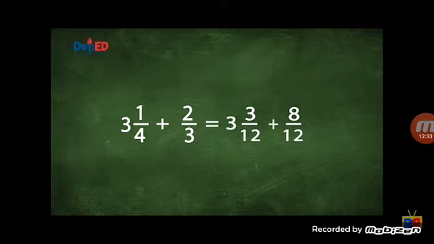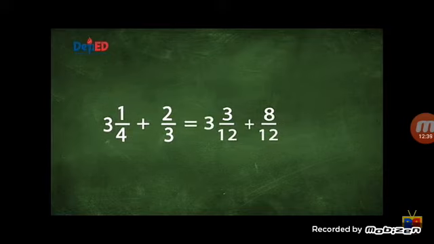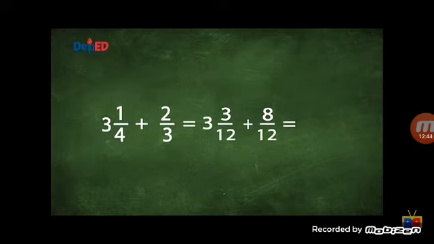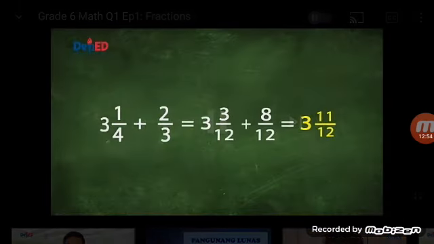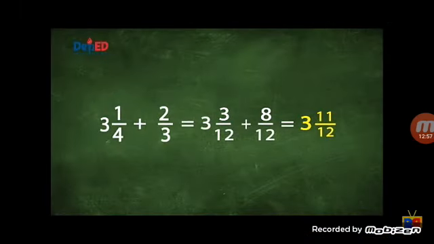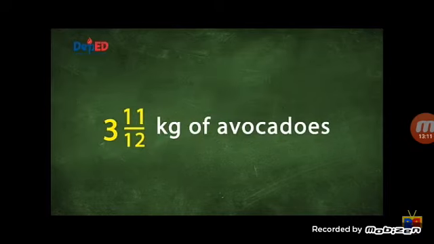Step 3. Since we are adding mixed numbers, add first the whole numbers. But we have only the whole number 3, just copy it. Then, add the numerators. 3 plus 8 equals 11. And copy the common denominator, 12. We have 3 and 11/12. Is it already in lowest term? Yes. 3 and 1/4 plus 2/3 equals 3 and 11/12. So our final answer in the problem is 3 and 11/12 kilograms of avocados.